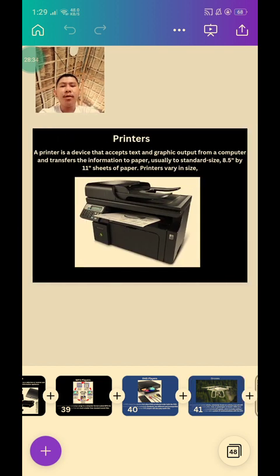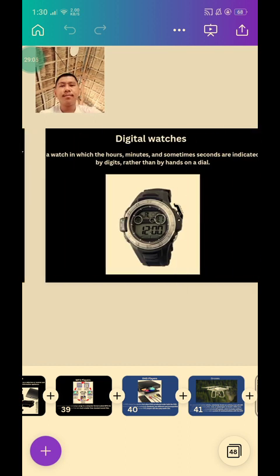Printer. A printer is a device that accepts text and graphics output from a computer and transfers the information to paper, usually to standard size 8.5 by 11 sheets of paper. Printers vary in size. Kung hindi pa po kayo nakakita ng ganyang printer, ay marami po niyan sa computeran. Like pag magpa-print po kayo, yan po ang printer. Yun po ang printer. Okay?